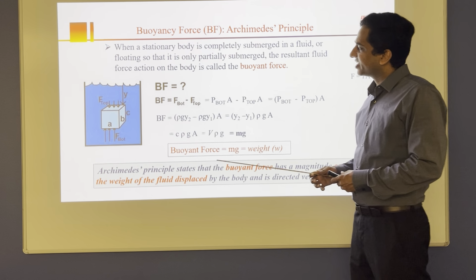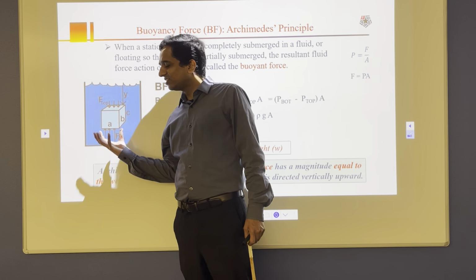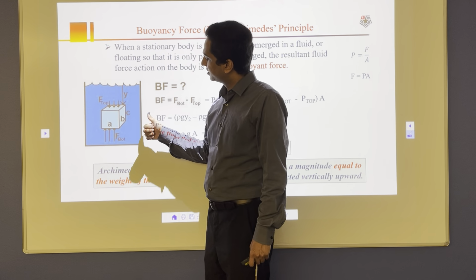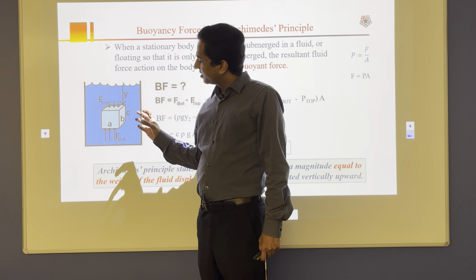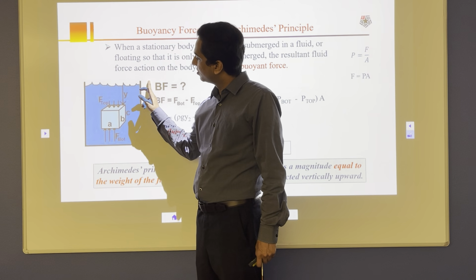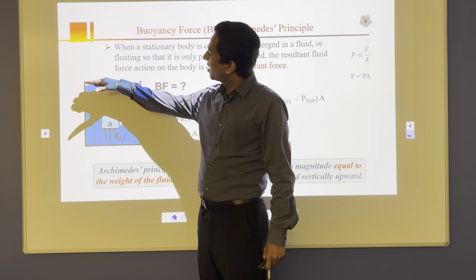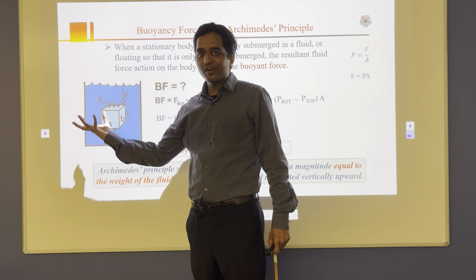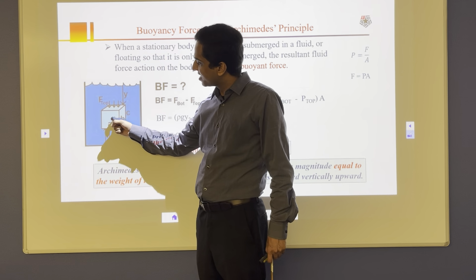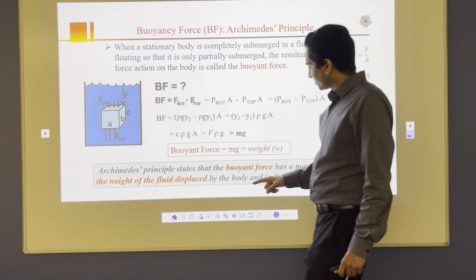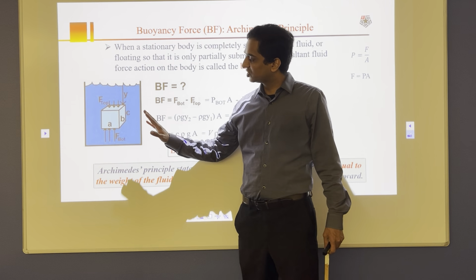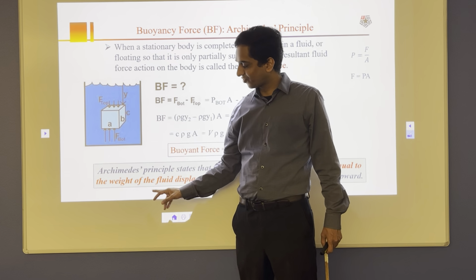So Archimedes is the guy who said that every time you have an object in a fluid, there is a buoyant force acting opposite to gravity, in the upward direction, and that buoyant force is equal to the weight of the fluid displaced. It means that if this tank is full, and I insert this object, the water will come out. If I measure the weight of that water, it is equal to the buoyant force applied on this mass. So keep that in mind. Buoyant force is equal to the weight of the fluid displaced. It is not the weight of the object, it is the weight of the fluid displaced.